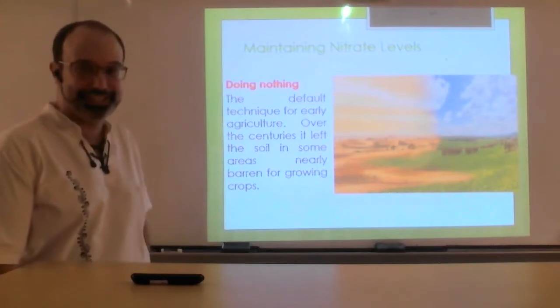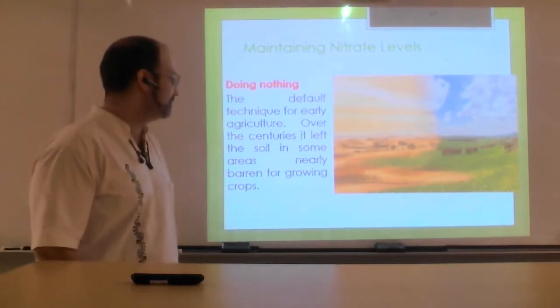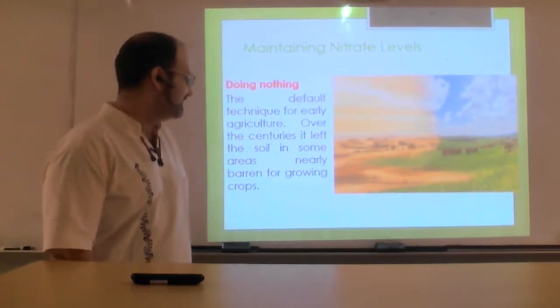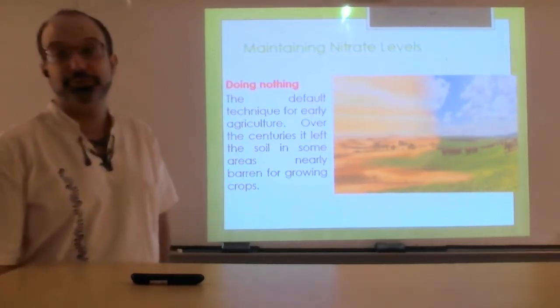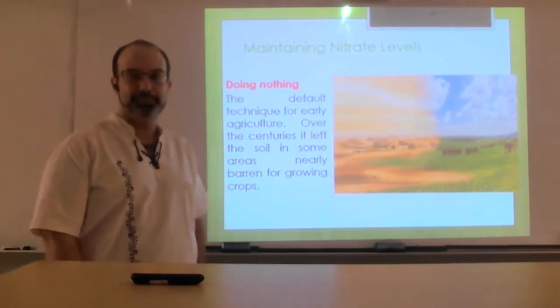This is the default technique of early agriculture. Over the centuries, it left the soil in some areas nearly barren for growing crops. This leads to things like desertification, although not exactly.